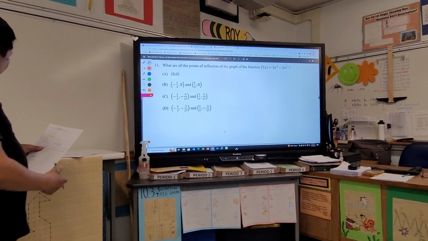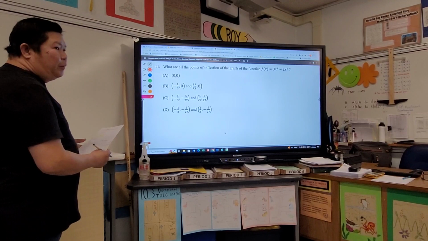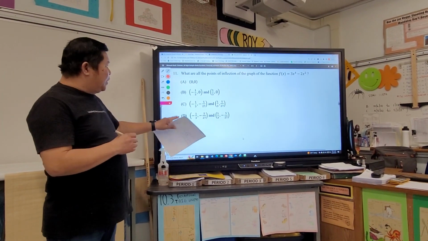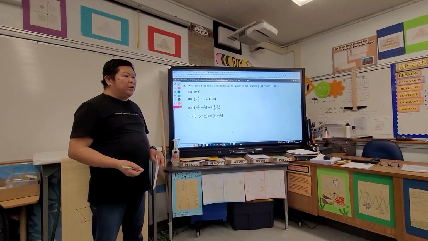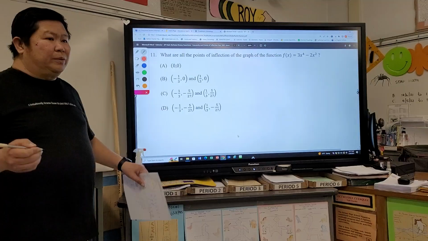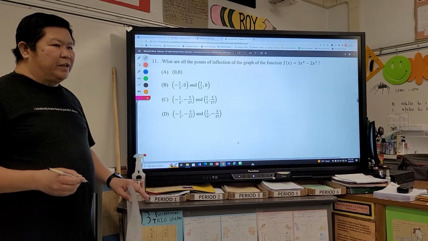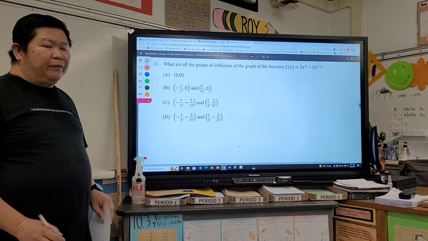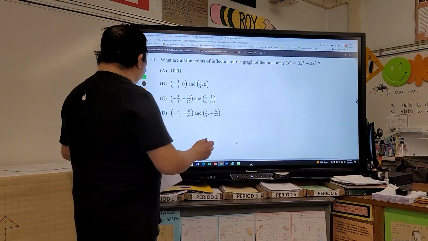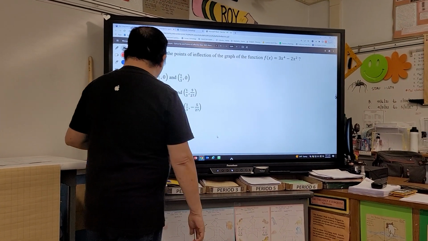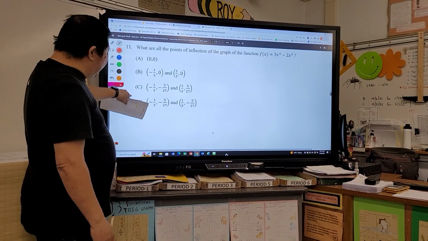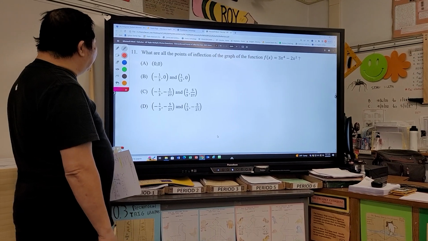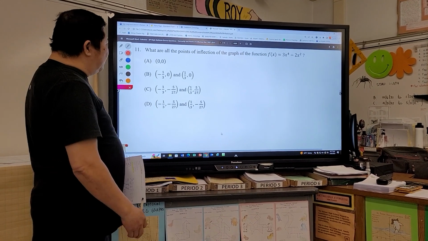Okay, so we have problem number 11, and this is quite complicated, but this problem mostly occurs in free response because there are a lot of things to do, and 2 minutes is not enough for this kind of problem. If you find it difficult, these are the options, guys. So what are all the points of inflection of the graph of the function?